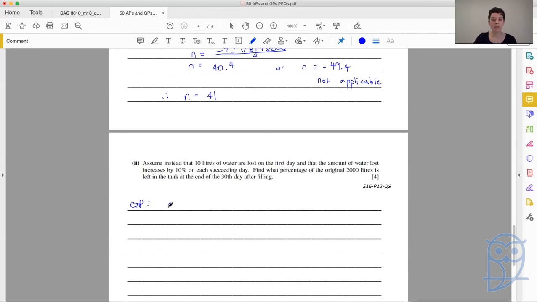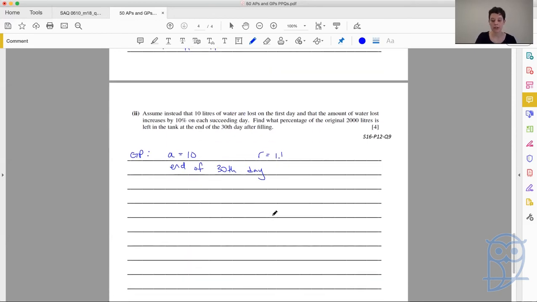So we have A equals 10. We're still losing that same 10 liters on the first day. But now we're increasing by 10%. So 100 plus the 10. The 100% that we lost plus 10% more means that our R equals 1.1 in this case. Not 0.1 for 10%, but 1.1, so that we can increase. So end of 30th day. So first we need to calculate how much has been lost. So that's the sum of all these losses that we're looking at.